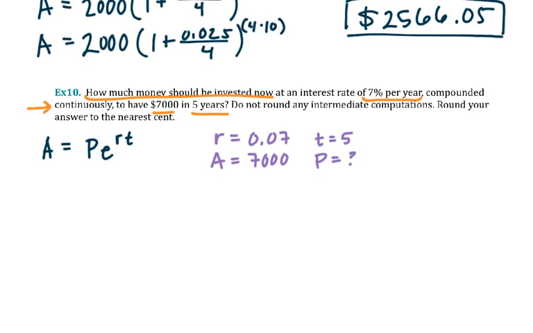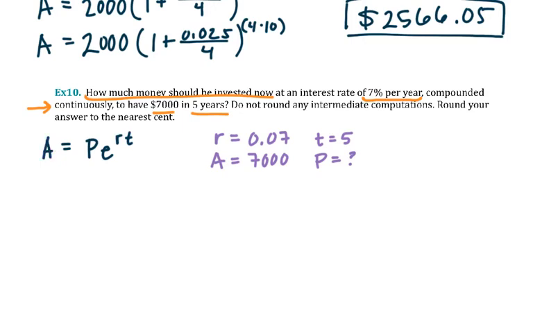So, write down the equation you're going to use. Make sure you have information to fill all of these pieces out. So we know A, we know r and t, and that's going to allow me to find P. And remember, e is not a variable. e is Euler's number. e is approximately 2.718.